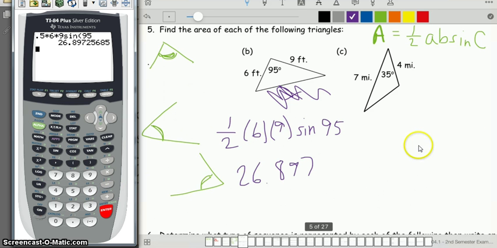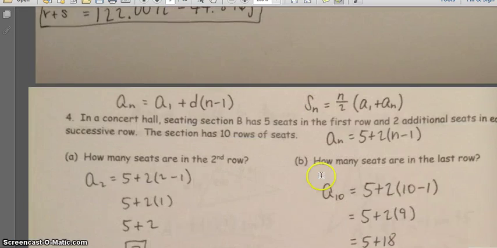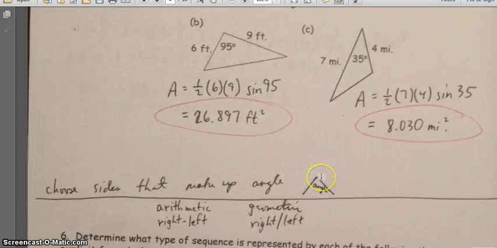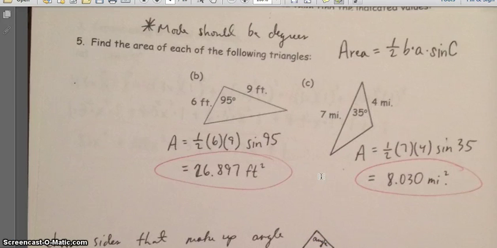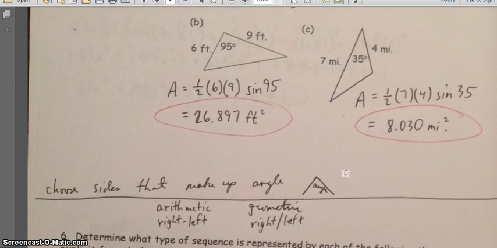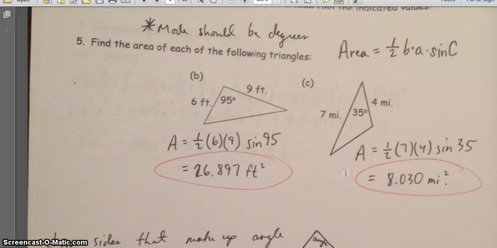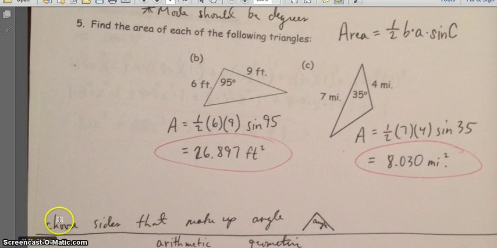The answer to letter C is, wanted to give you that, 8.030. So the setup is still the same there. Choose angles that make up the side. So you look there at the bottom there. I gave you that information there.